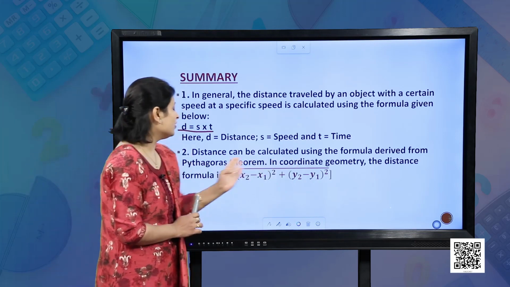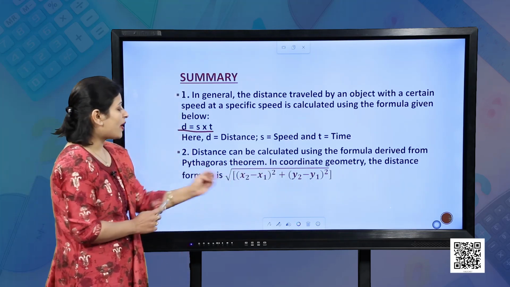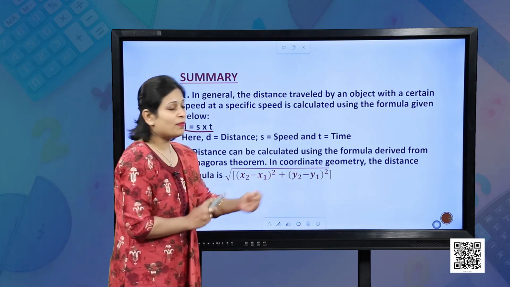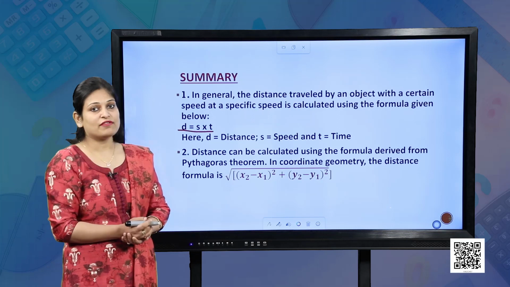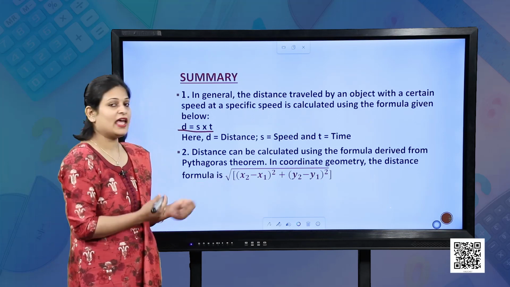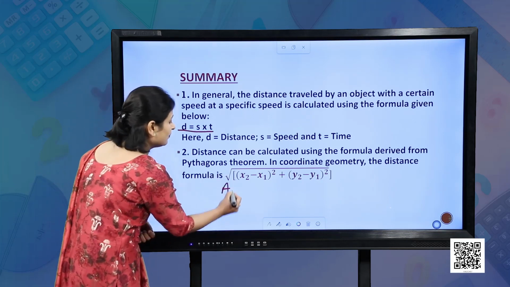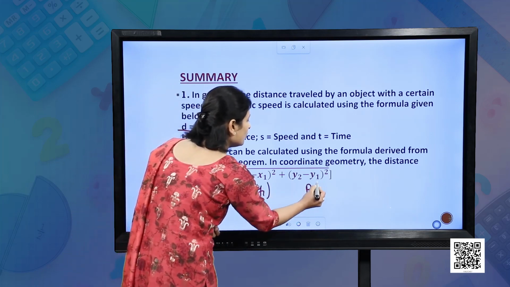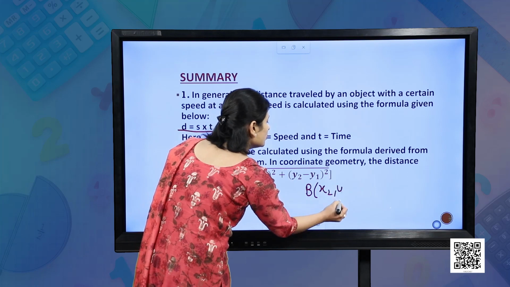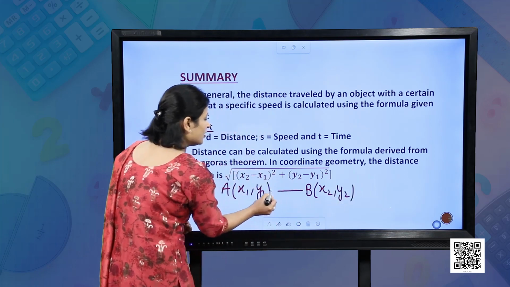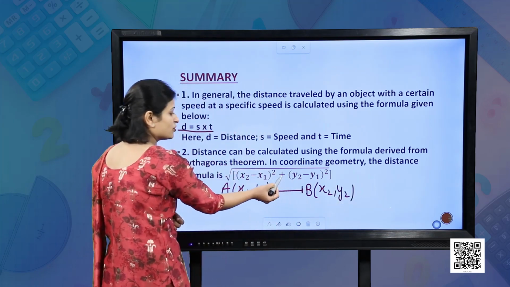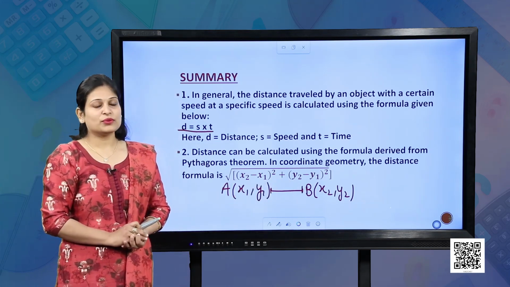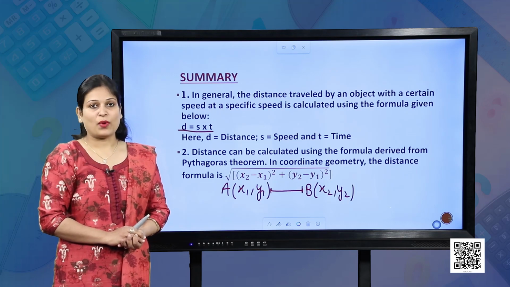In coordinate geometry, the distance formula is square root of x2 minus x1 whole square plus y2 minus y1 whole square, as we have considered 2 points, point A as x1, y1 and point B as x2, y2. So, in a plane, how can we find the distance between these 2 points? By using this formula. I hope you have understood the concept taught today very well.